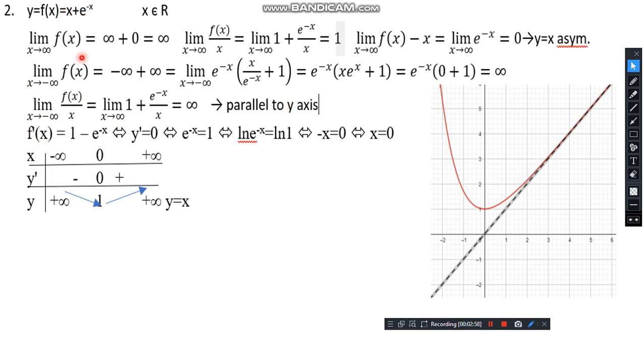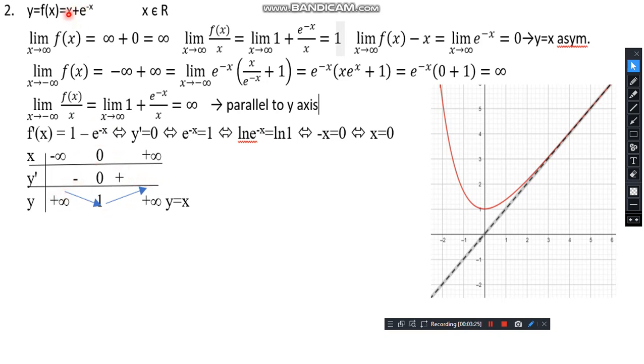The derivative is 1 minus e^(-x). If you had a plus, it would always be positive, increasing. But since it's minus, you can equate it to 0. So e^(-x) is 1, so minus x equals ln 1, which is 0, and x is 0. So you have minus infinity, 0, till plus infinity. If you take a value bigger than 0, for example 10, 1 minus e^(-10) is positive. This is negative, decreasing, then increasing.